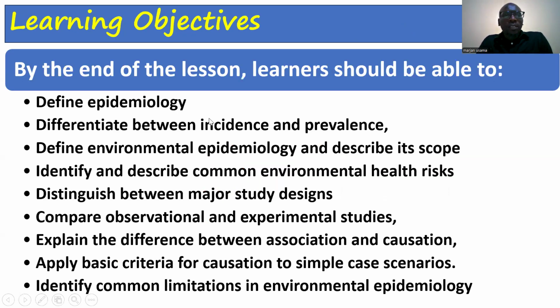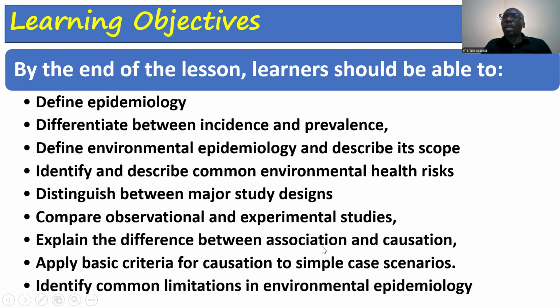Now, as we start our lesson today, these are our lesson objectives. That is, by the end of this lesson, you should be able to, number one, define epidemiology. Two, differentiate between incidence and prevalence. Then define environmental epidemiology and describe its scope. Then identify and describe common environmental health risks. Distinguish between major study designs. Compare observational and experimental studies.